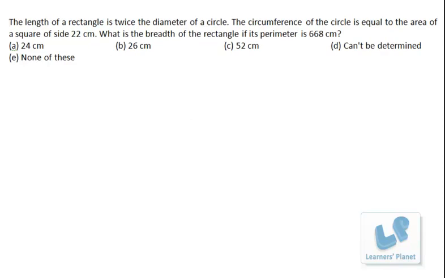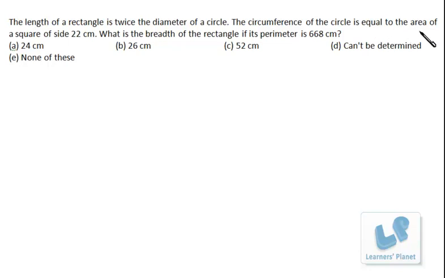Now let's see this question based on geometry or maybe mensuration. The length of a rectangle is twice the diameter of a circle. The circumference of the circle is equal to the area of a square of side 22 centimeter. What is the breadth of the rectangle if its perimeter is 668? See, we have three figures over here, a rectangle, a circle, and a square, right? So just go carefully.